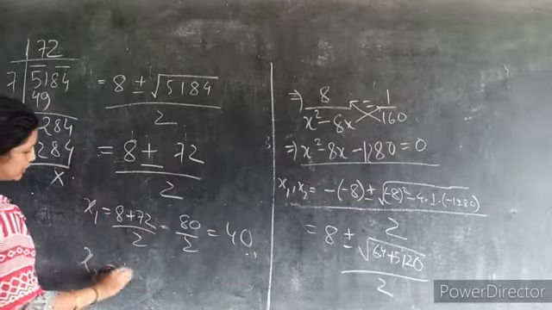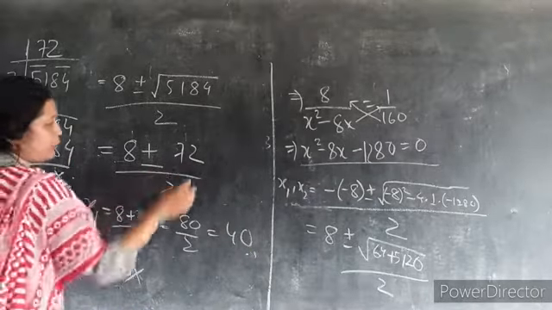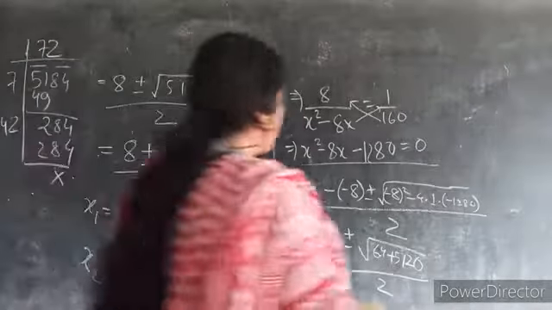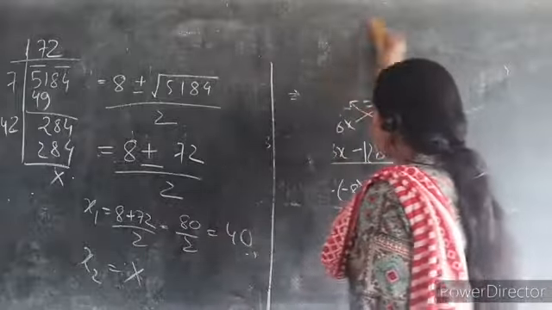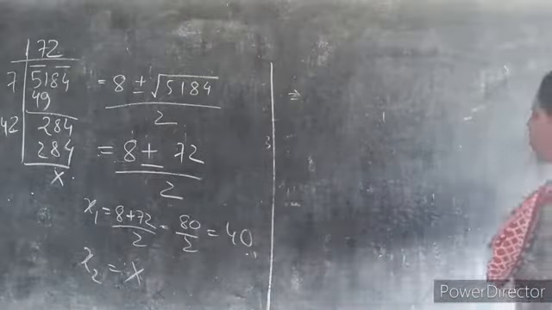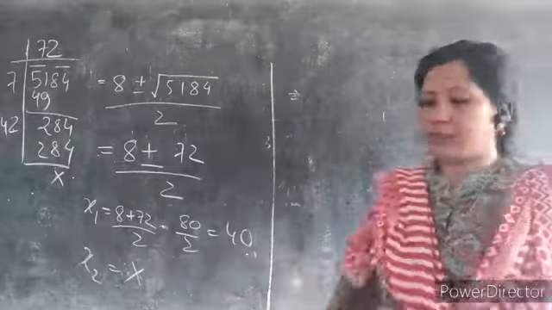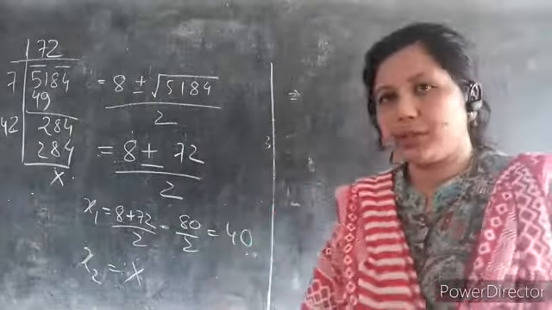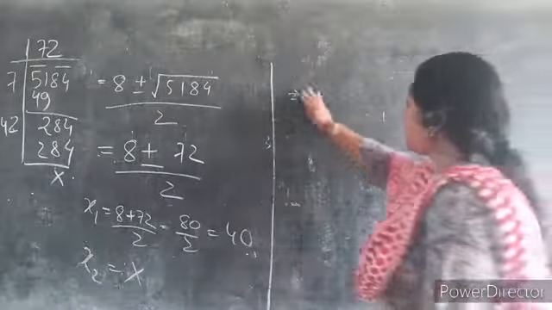The second root we will not consider, that is 8 minus 72. If you see 8 minus 72, that means speed will come in negative values, and we cannot consider a negative value because in speed we cannot take a negative value. So the speed of the train is coming how much? 40 km per hour. So let us cross check whether the answer is correct or not.